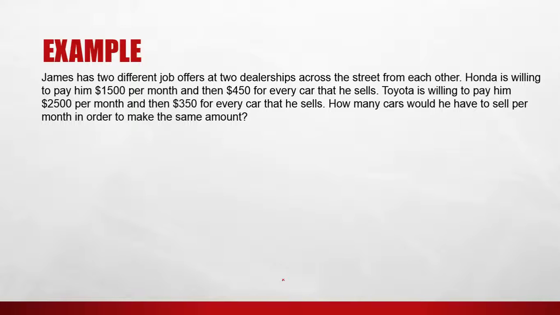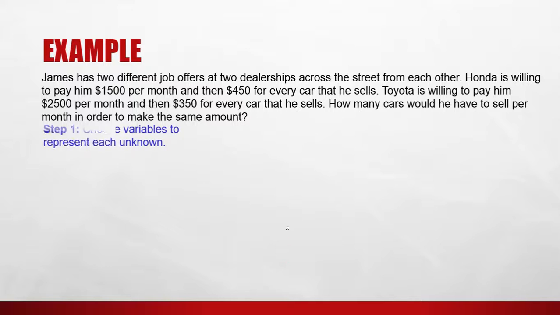Alright, let's look at another example. This time we have James having two different offers at two dealerships across the street from each other. Honda is willing to pay him $1,500 per month. That's what we call base pay. And then $450 for each car that he sells. Toyota is willing to pay him $2,500 right off the bat, and then $350 for every car he sells after. So how many cars would he have to sell per month in order to make the same amount?